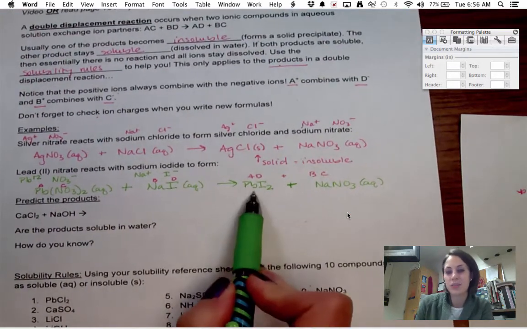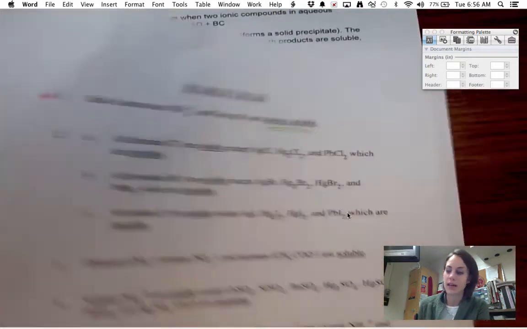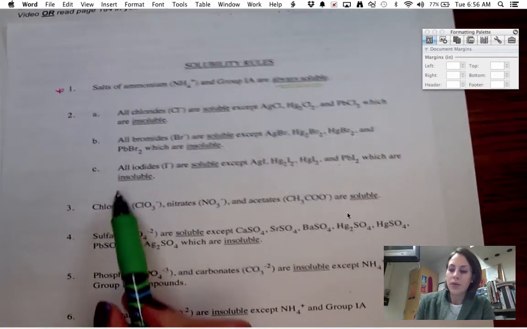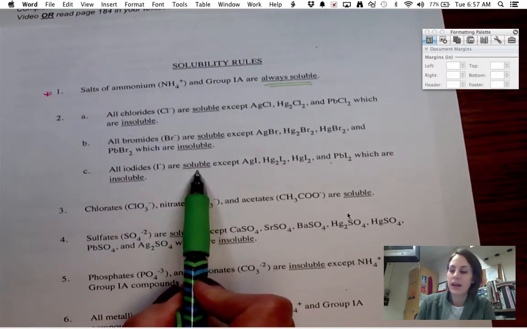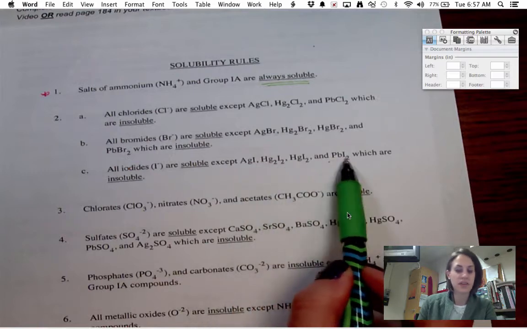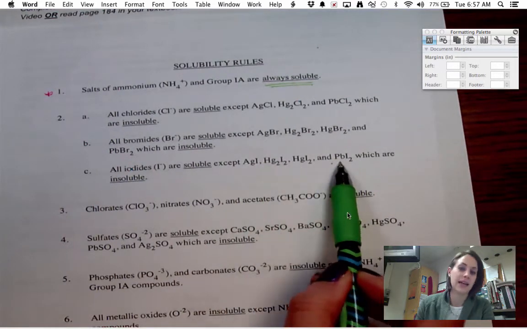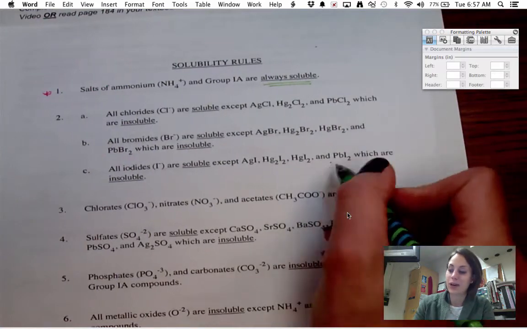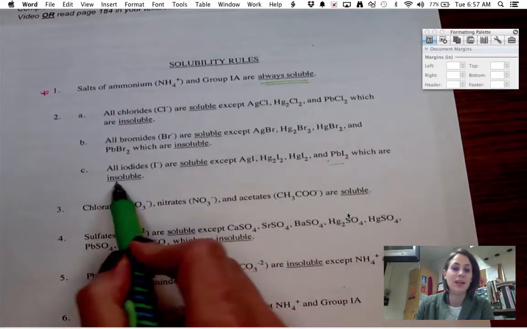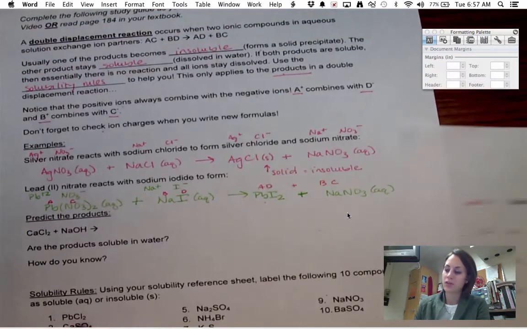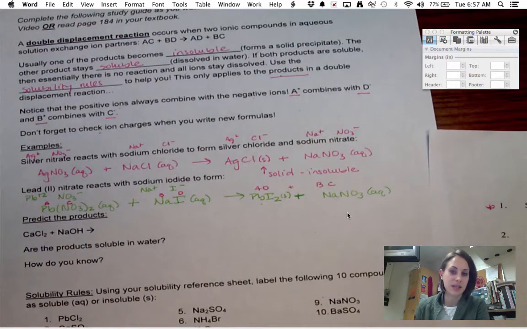But again, let's just double check the lead iodide. I can't just automatically assume it's going to be a solid. Right here, close to the top, it tells me that iodides are soluble except for these 4. Silver iodide, mercury iodide, both forms, and lead iodide. Lead iodide was one of the products that I made, which tells me it's going to be insoluble. So lead iodide is going to be my solid precipitate.